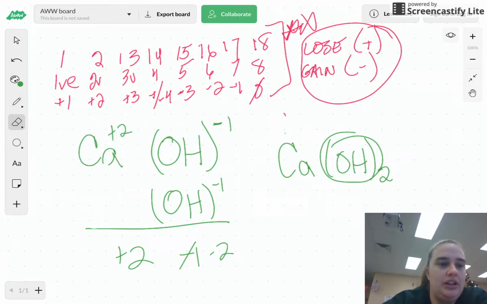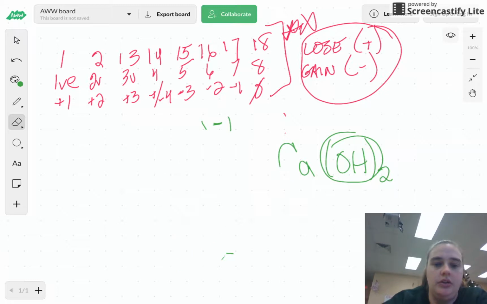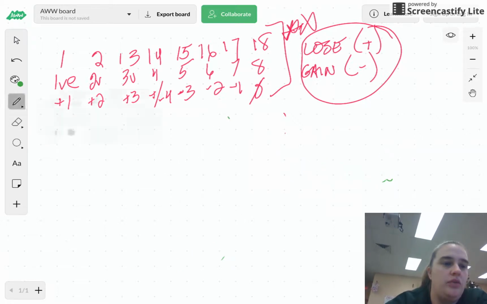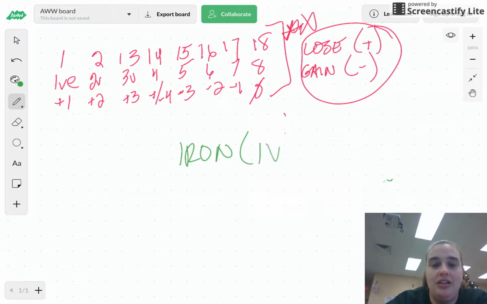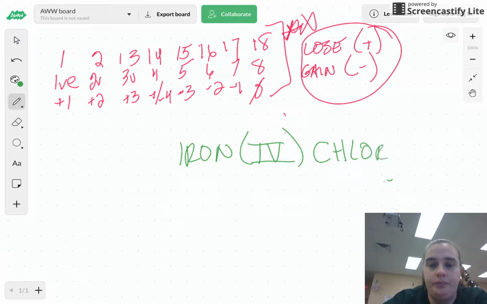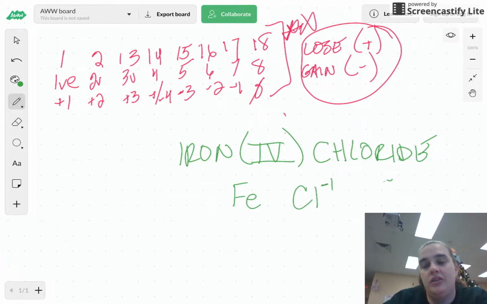One more, and then I'm going to let you loose. So if you notice, in this one, I'm going to write it slightly different. I'm going to say iron, Roman numeral 4, chloride. So the first thing I need to do is find iron on the periodic table. It's an Fe. Chlorine is Cl, -1 charge. Now, if you find iron on the periodic table, you'll notice it is a transition metal. We didn't talk about elements in the transition metal with charges.